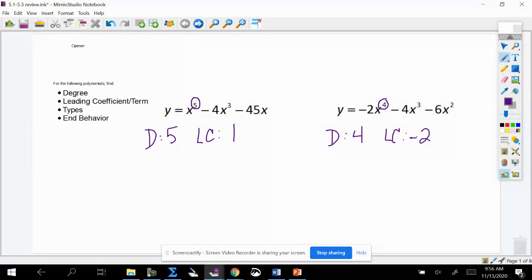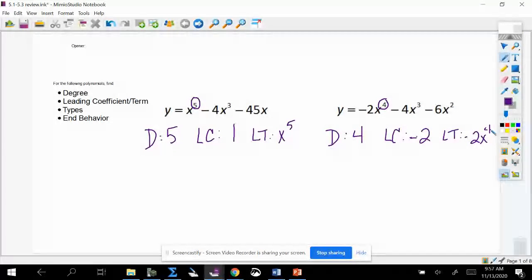The leading term wants the entire term, not just the number in front. So if it asks for leading term, you're going to put the entire x to the 5th. And for this one, you're going to put the entire -2x to the 4th. Again, you just have to read carefully and see which one they want. Coefficient meaning just the number, term meaning the entire term.